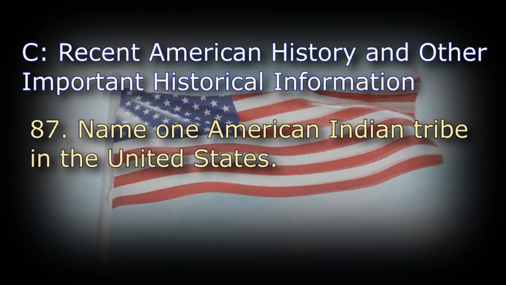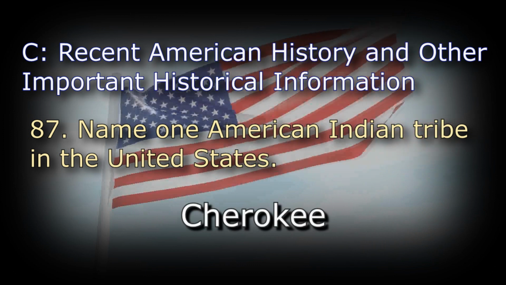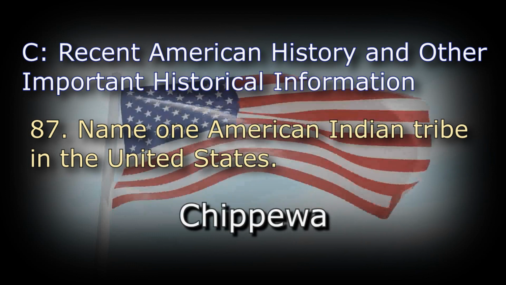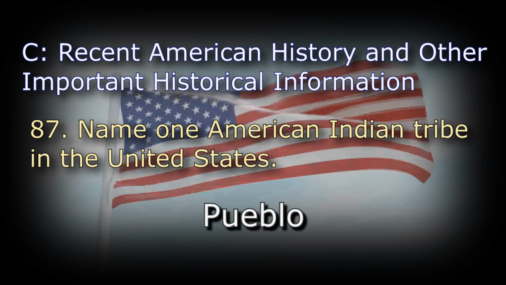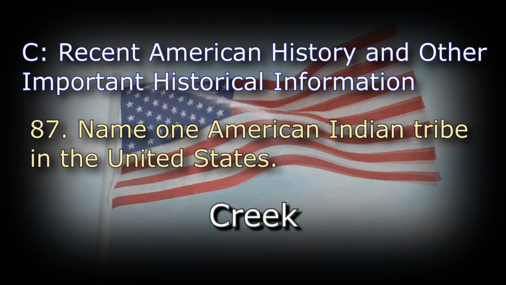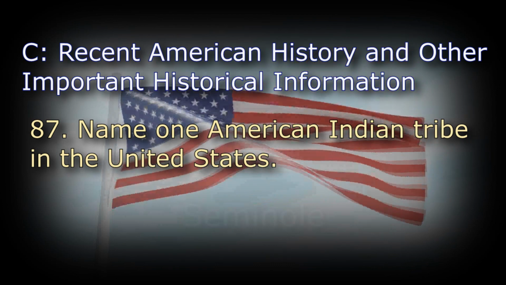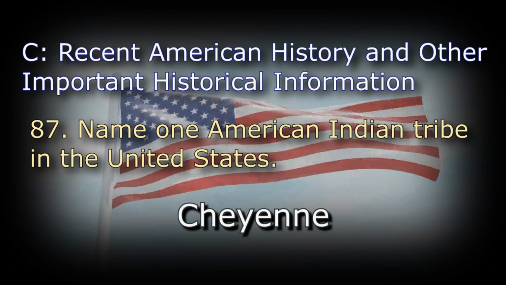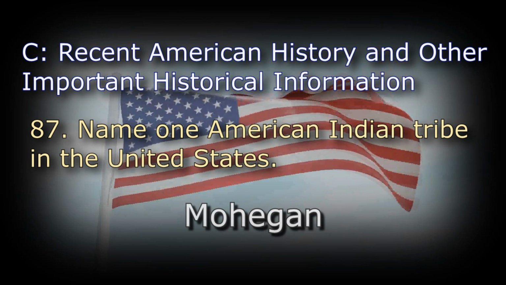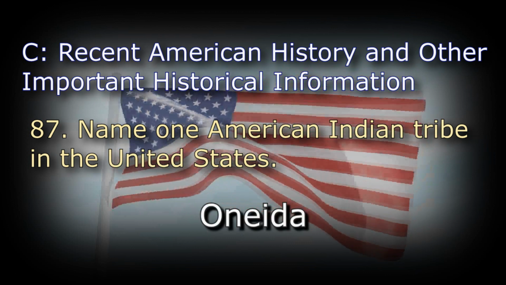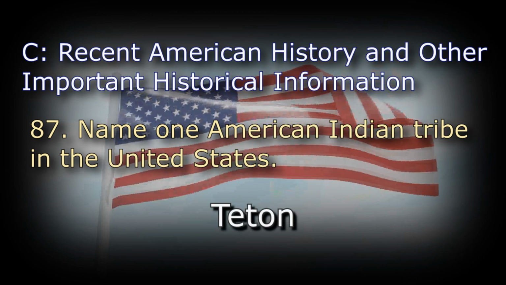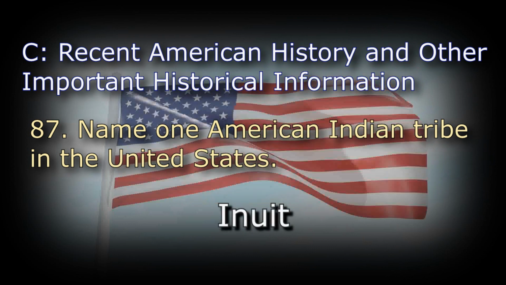87. Name one American Indian tribe in the United States. Cherokee, Navajo, Sioux, Chippewa, Choctaw, Pueblo, Apache, Iroquois, Creek, Blackfeet, Seminole, Cheyenne, Arawak, Shawnee, Mohegan, Huron, Oneida, Lakota, Crow, Teton, Hopi, Inuit.